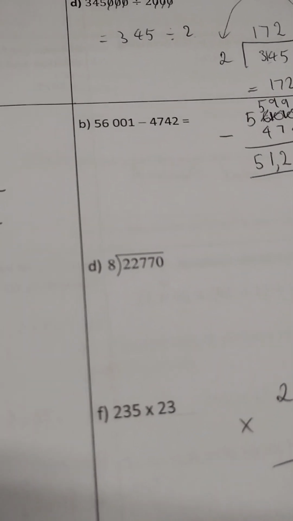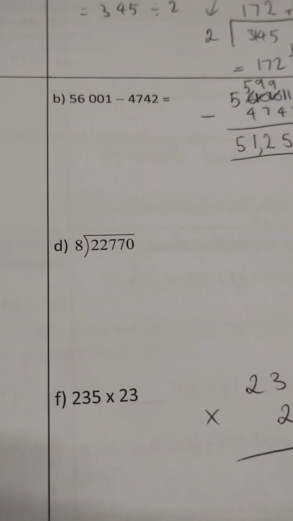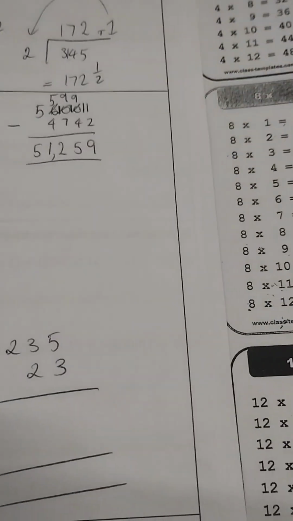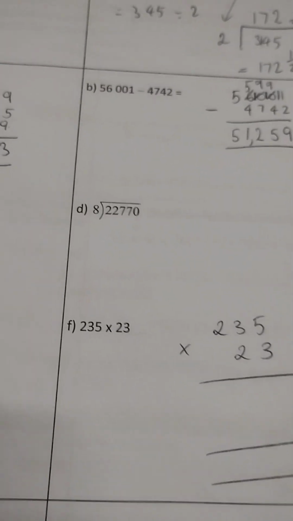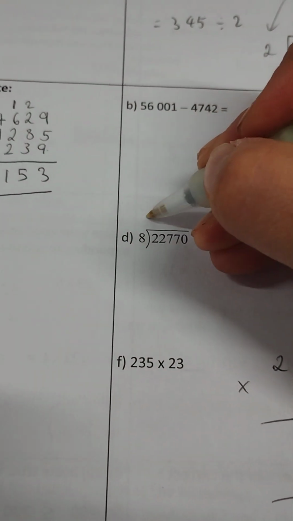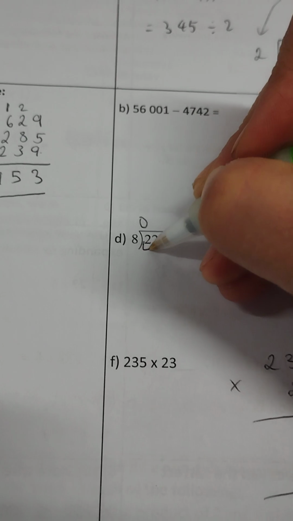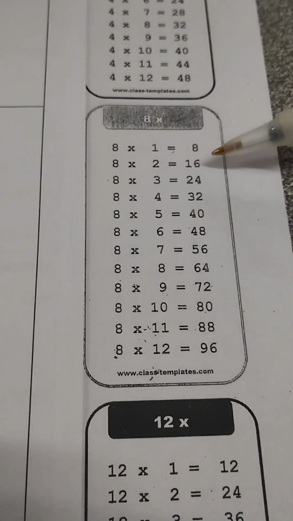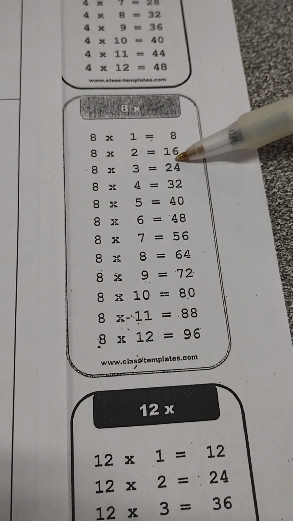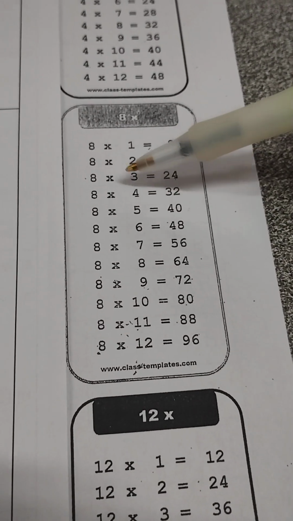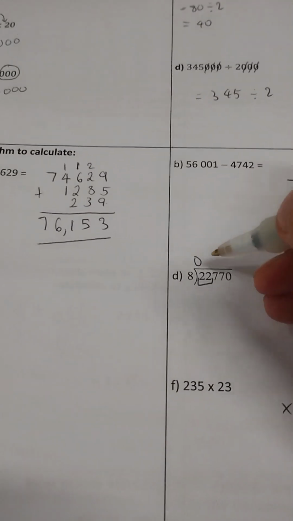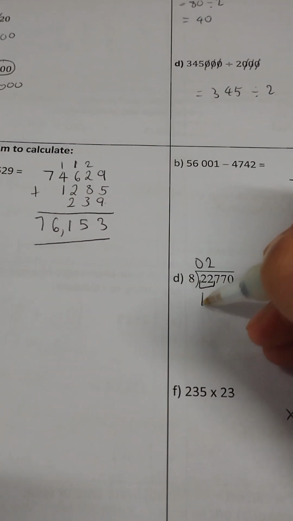We're working on our 8 timetables. Now, remember, if you're not confident with just saying your 8 timetables, I've got a timetable chart ready to help me, and you can have that on your test. Now, 8 into 2 doesn't work. It's too small, but 8 into 22, if I use my timetable chart, the closest I can get is 16, because 24 is bigger than 22. So it can go 2 times. That means I'm at 16.